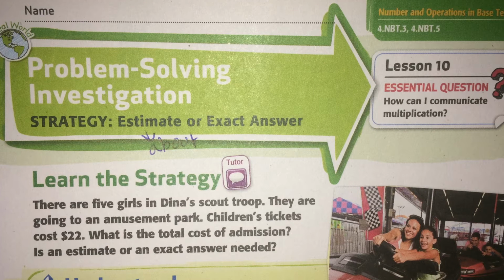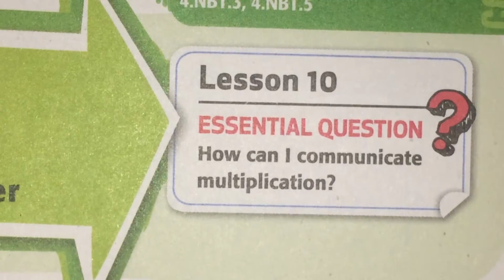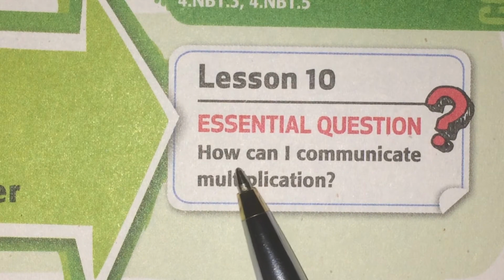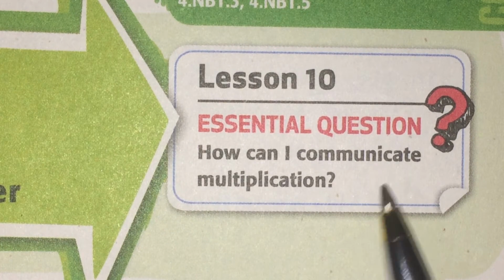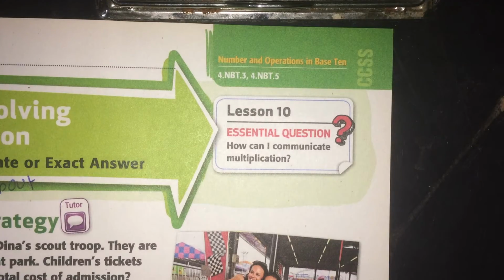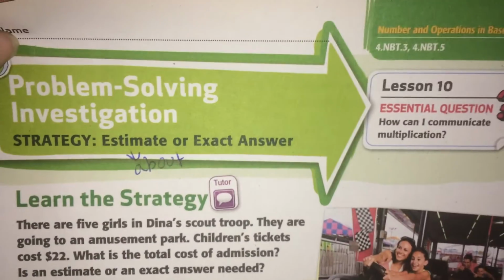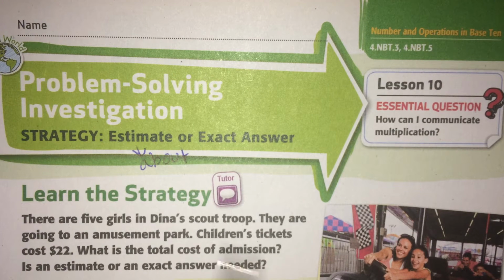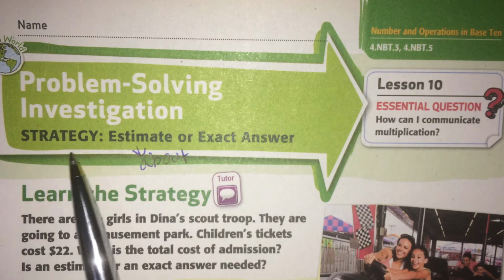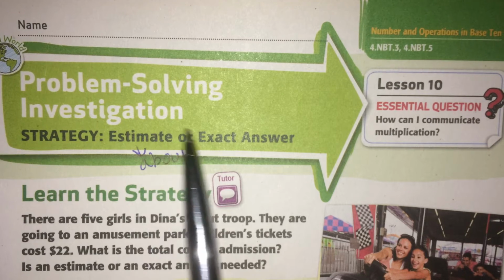Welcome to Chapter 4, Lesson 10, Problem Solving Investigation. The essential question for this chapter is, how can I communicate multiplication? Today is the green lesson, so that means there'll be lots of word problems. The strategy for this chapter is estimate or exact answer.